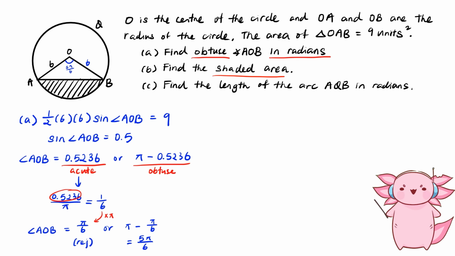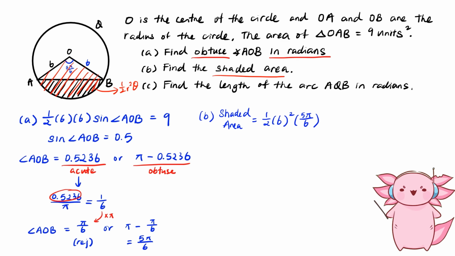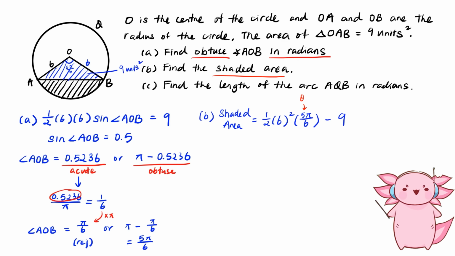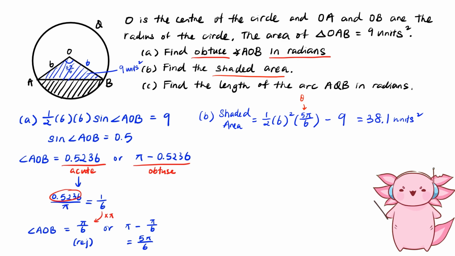For the next part, we can find this area of the pizza slice, which is the minor sector, by using half r squared theta, and the theta value here is 5 pi over 6, which we calculated just now, and then we can just minus off the area of the triangle, which is 9, and that gives us the shaded area of 38.1 units squared.